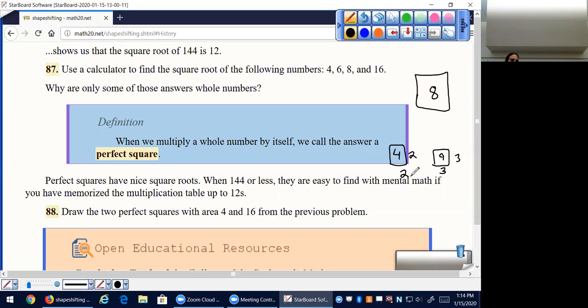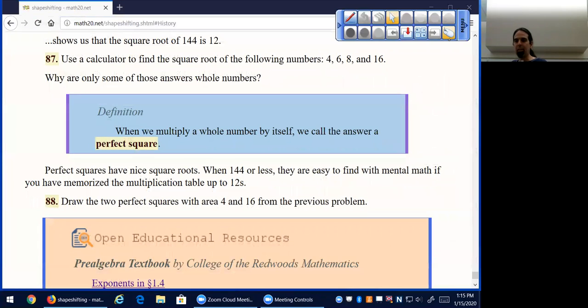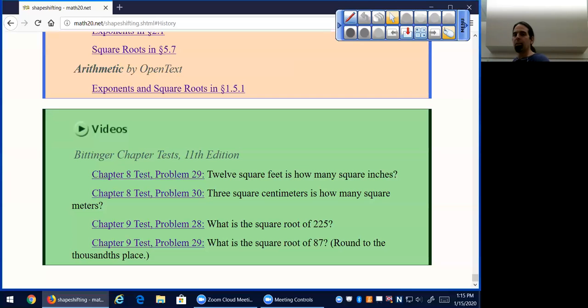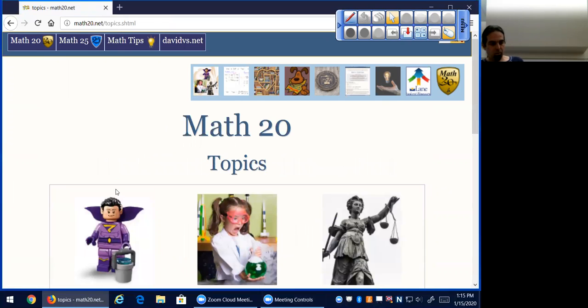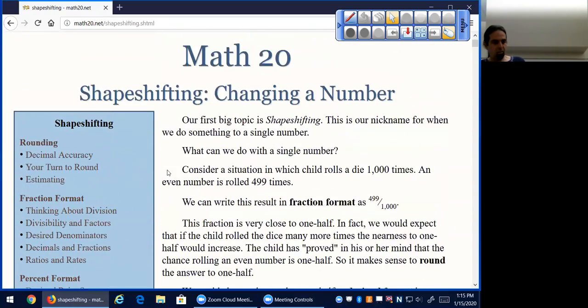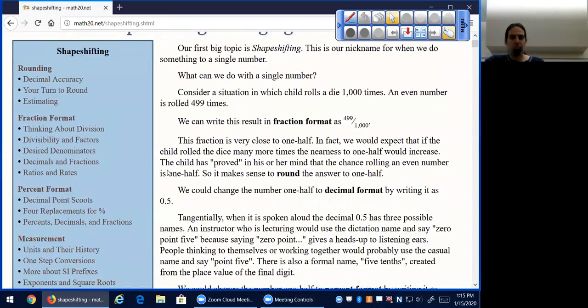And that is the end. Ta-da. So we are now all done with that first shape-shifting chapter. We've talked about everything anyone at LCC cares about for this chapter. So we've done all these things. Anything we can do with only one number, we've talked about now.